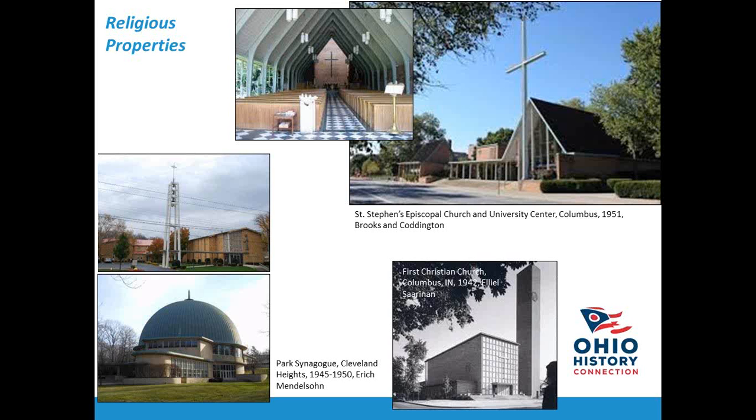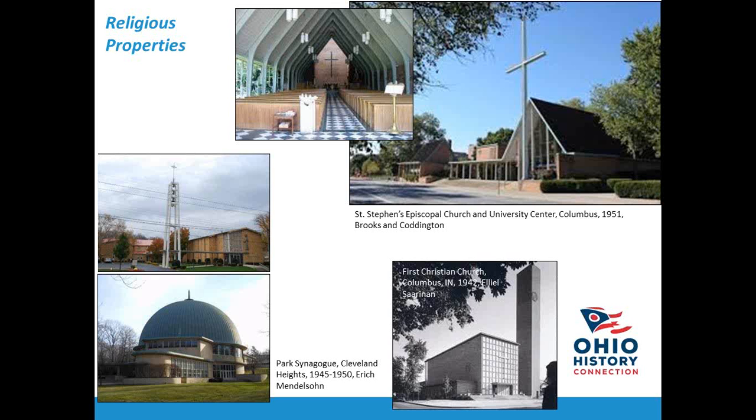St. Stephen's Episcopal Church and University Center, 1951, Brooks and Coddington. It was considered really one of the first modern expressions of churches in Ohio. If you see in the interior, it has this very unstructured nave, and it features this cathedral ceiling supported by a series of laminated trusses.